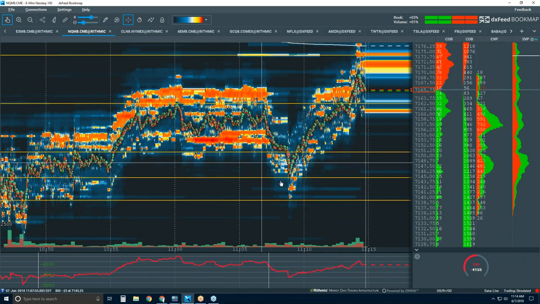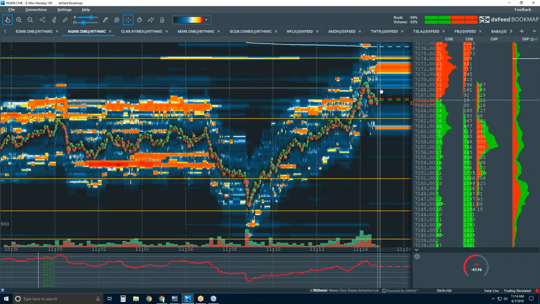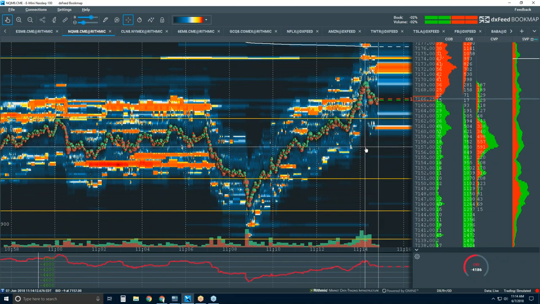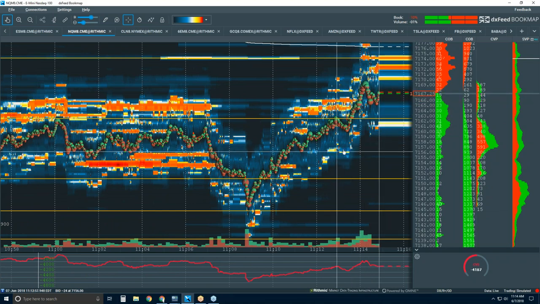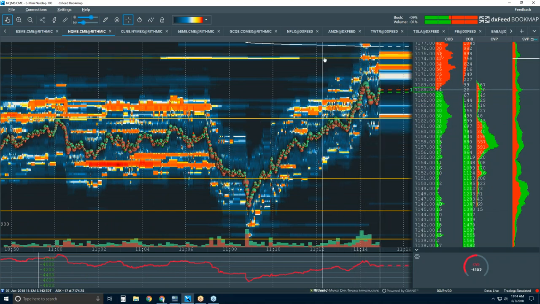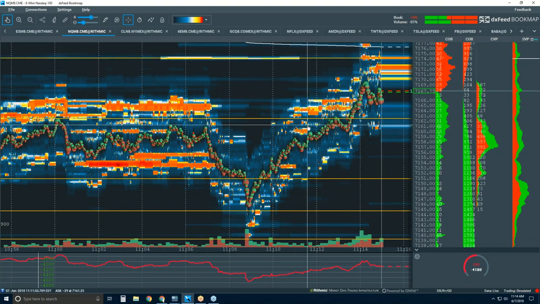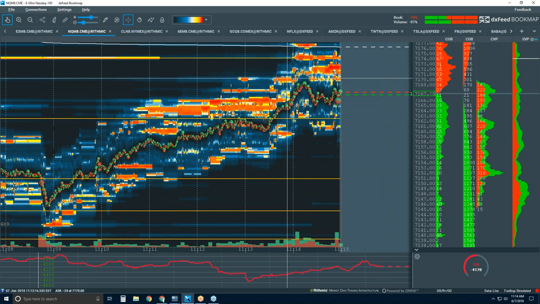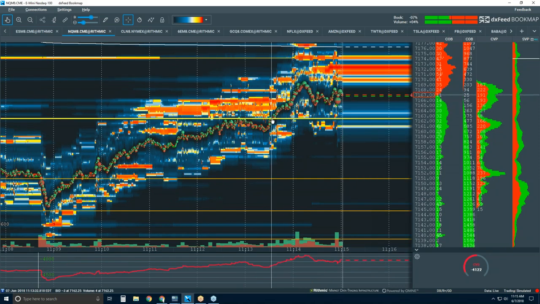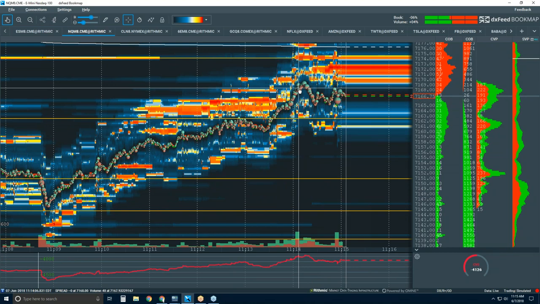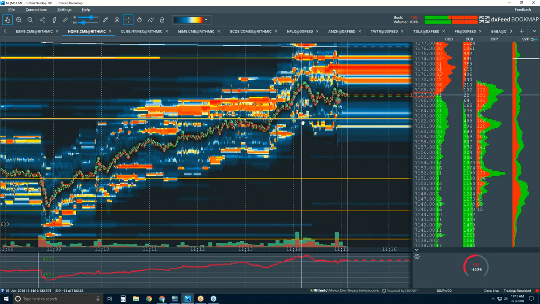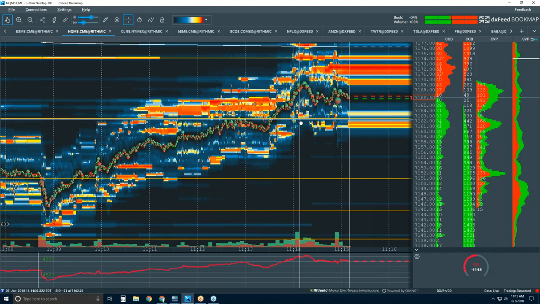Let's zoom back out. Okay, here's our pop to the upside, looking for this area up here where our line is at 74 and VWAP as well. Let's see if we can get a second leg here for those buyers. Nice move, several points as well. Volume looks pretty good.